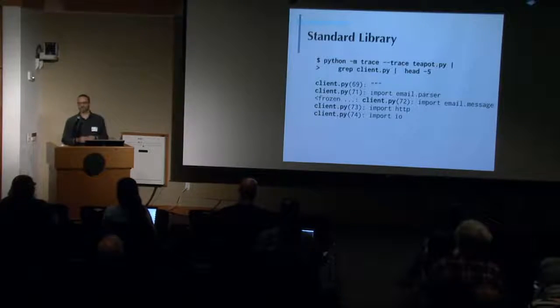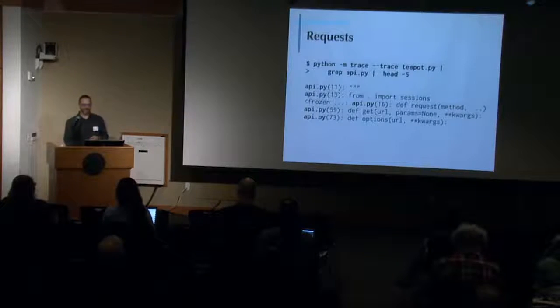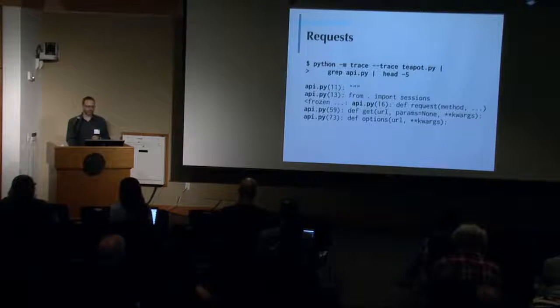If we grep for client.py, we can identify that we are in fact tracing lines of code from the standard library. This is the http.client package. This is Python 3.5. If we grep for api.py, we can see that this is requests code. So this may not be immediately obvious. You kind of have to know the code in question to be able to identify it. And one of the things we'll be talking about later on is a way to output additional information so that it's easier to identify what package a module belongs to.